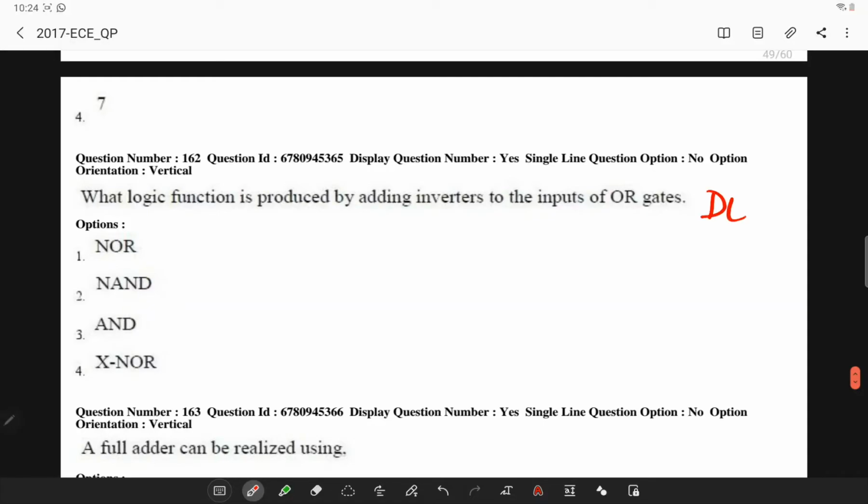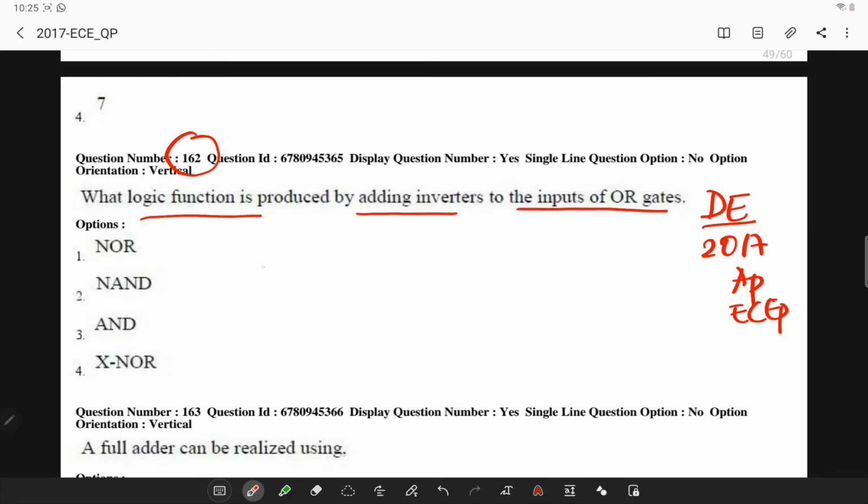Today let's solve questions related to digital electronics in the 2017 AP ECET question paper. So let's put the first question. What logic function is produced by adding inverters to the inputs of an OR gate?